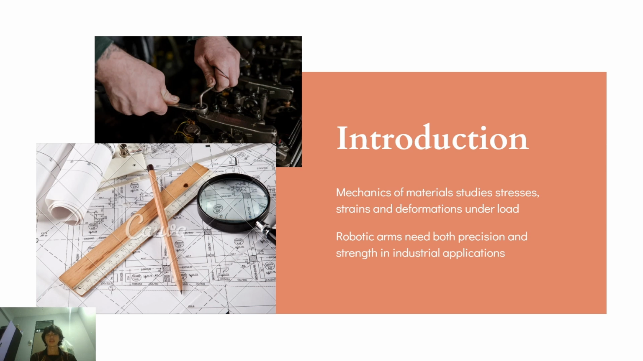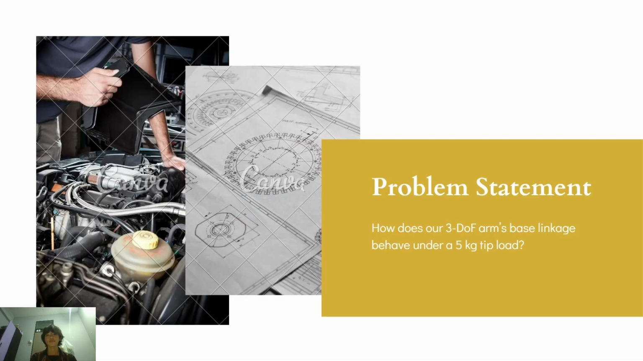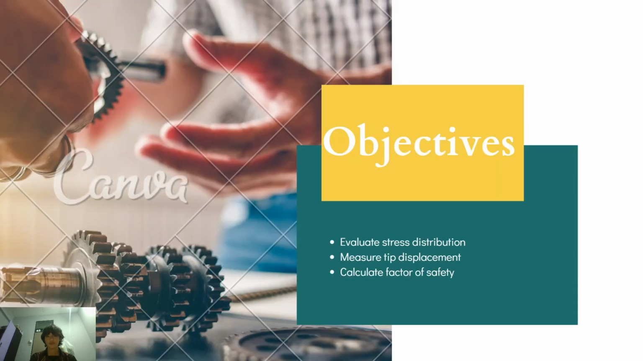Mechanics of materials is the study of stress, strain, and deformation under load. Robotic arms need to be both precise and strong in industrial applications. So in our project, we are simulating the robotic arm in SolidWorks and also doing manual calculations of it. Our problem statement is: how does our 3 degree of freedom linkage-based arm behave under a 5 kg tip load? Our objective is to evaluate the stress distribution, measure the tip displacement, and calculate the factor of safety.